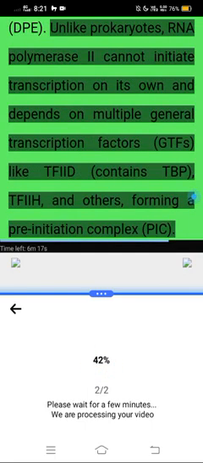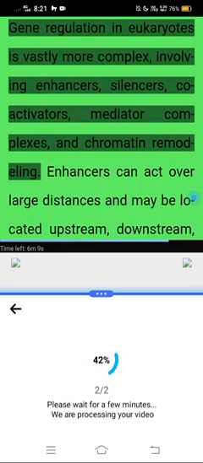Unlike prokaryotes, RNA polymerase II cannot initiate transcription on its own and depends on multiple general transcription factors, GTFs, like TFIID, which contains TBP, TFIIH, and others, forming a pre-initiation complex, PIC. Gene regulation in eukaryotes is vastly more complex, involving enhancers, silencers, co-activators, mediator complexes, and chromatin remodeling.